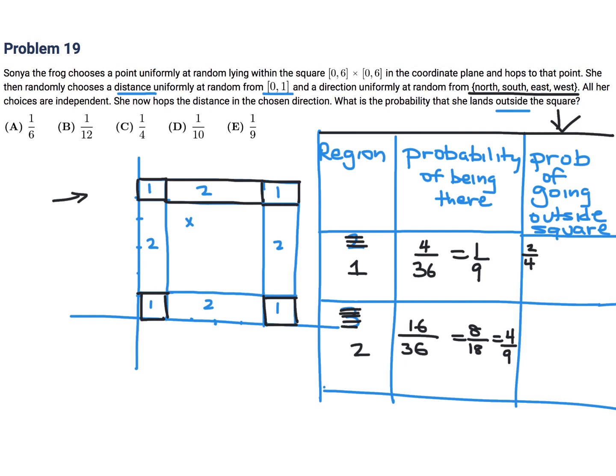And the chance of a distance from 0 to 1 is a half. So to choose a distance to go out, that probability is a half. Then you multiply these two, and when you do, you get a quarter. And then to get the total probability, you'd have to multiply those two. So that'd be 1/9 times a quarter, which is 1 over 36.